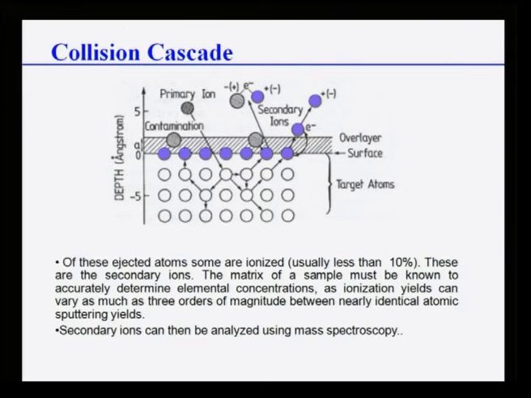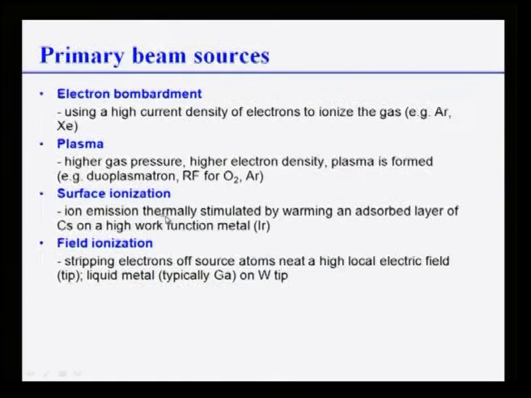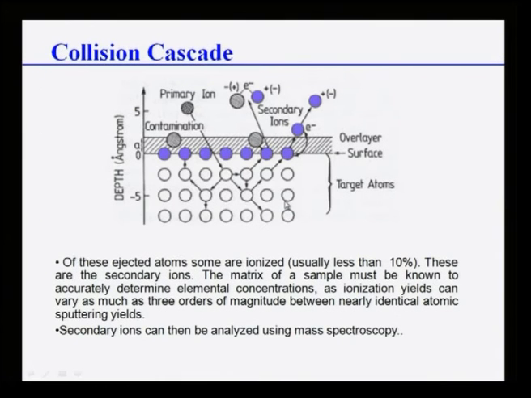To give you a better idea, I am showing you a schematic picture. This one is showing you the atoms and the primary and the secondary ions. As you see here, the different atoms in the sample are shown like this. These are known as target atoms, the ones which I marked. Then you have surface atoms which are marked in blue, and you will always have an overlayer which contains contamination.